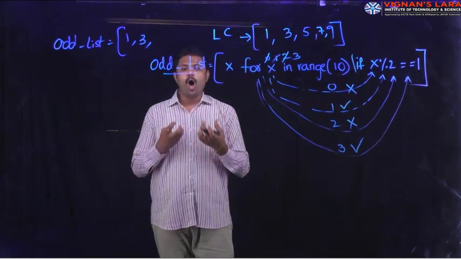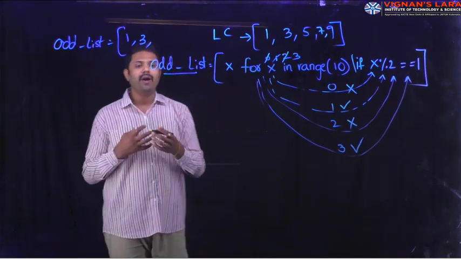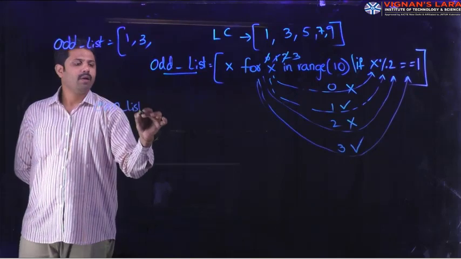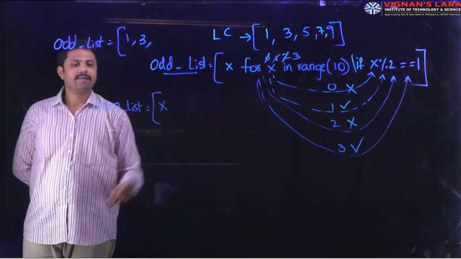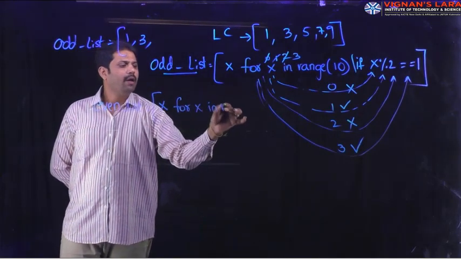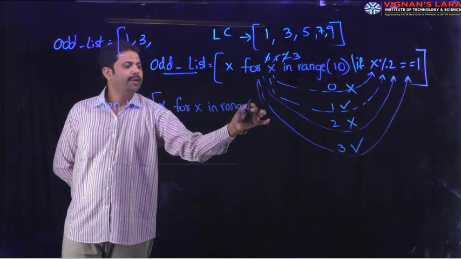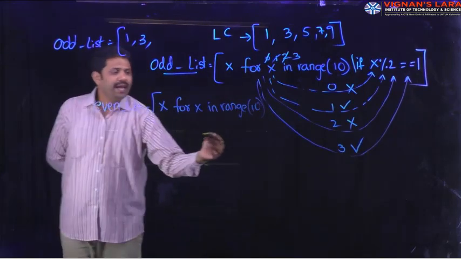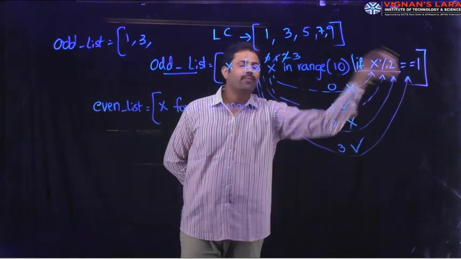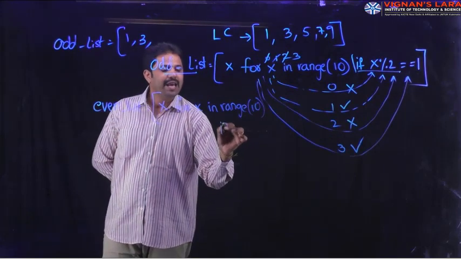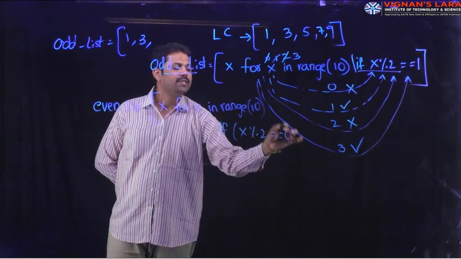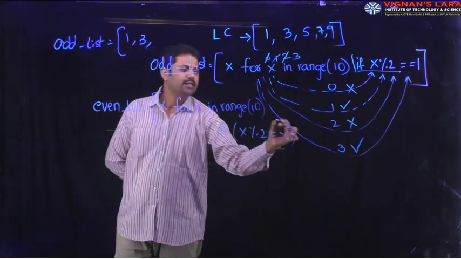Here, if you want an even list, what do you have to write? Even list equals, x, what is it? For x in range of 10. What do you have to write? Previously you created the odd list because x mod 2 equals 1. Here I am creating an even list if x mod 2 equals 0. This is the condition you have to write for the even list and close the list.